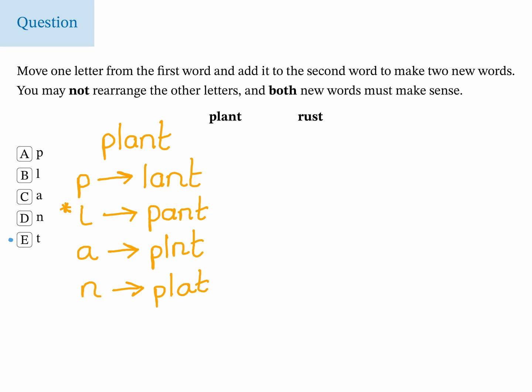Okay, and finally, let's remove letter T, which is what most of you thought the answer was. So if we remove the letter T, we create the word plan. Now that is a word that makes sense. So in this particular question, we've removed each letter from the first word, and we've determined that we can remove either the letter L or the letter T to create a new word that makes sense.